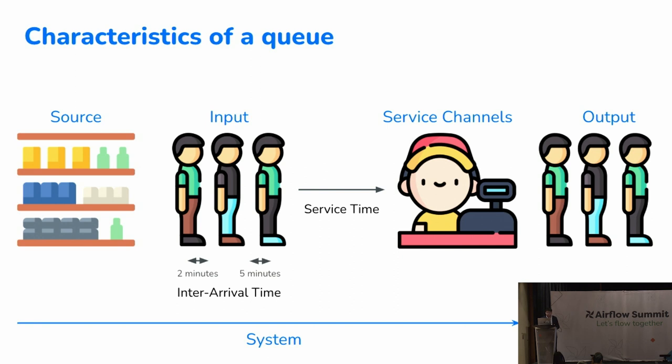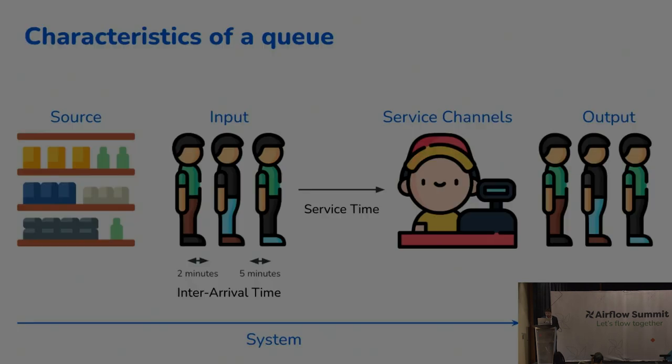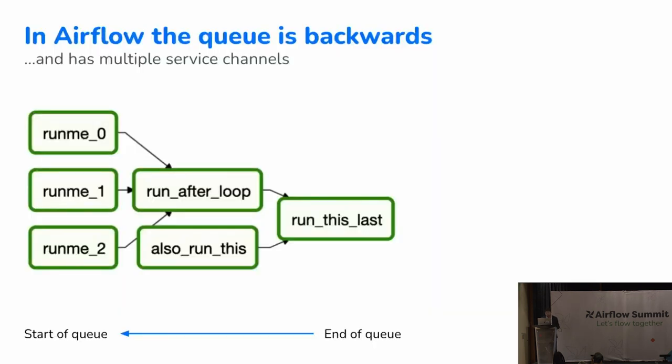The service time is actually the time that the tasks take, and the service channels are going to be the processing tasks, and then we get an output. This is a normal queue, or normal line. But in Airflow, the queues are backwards.